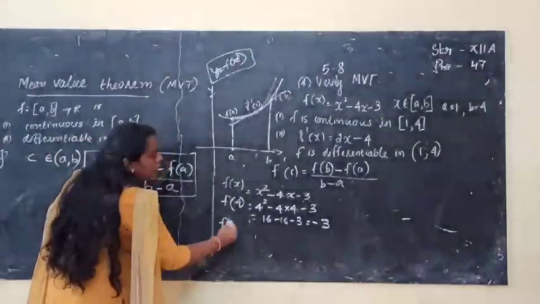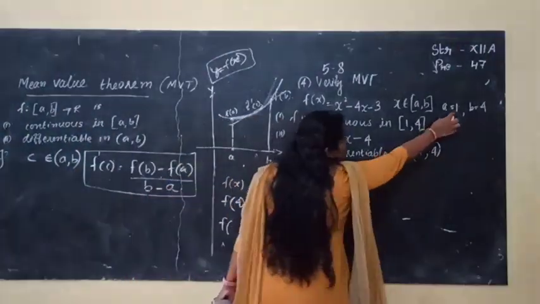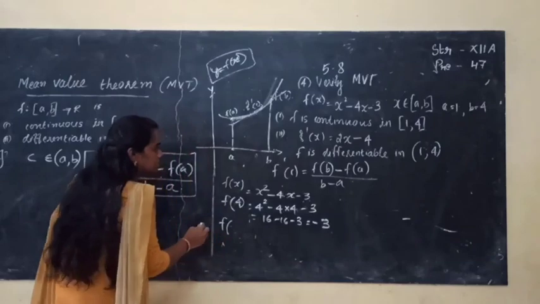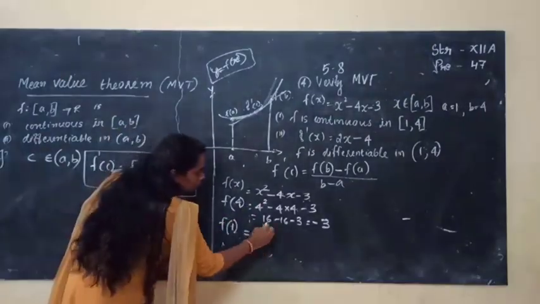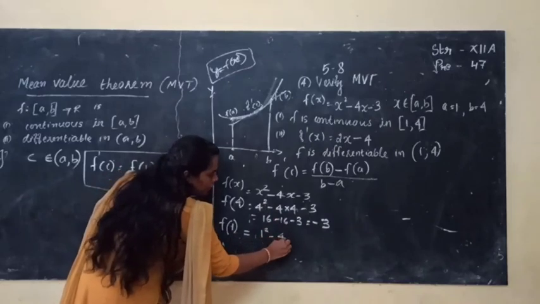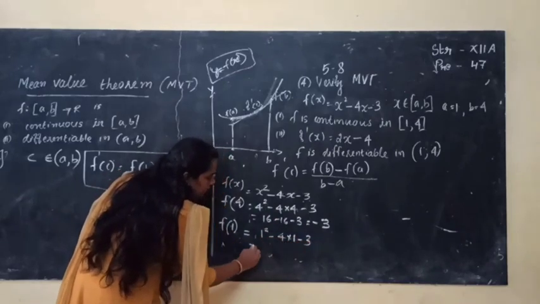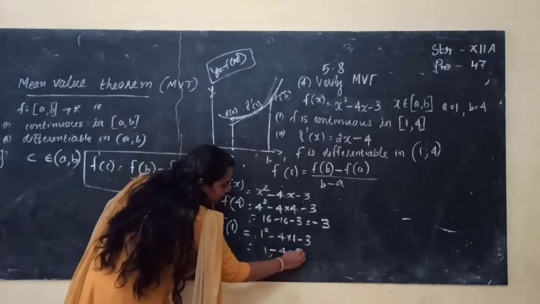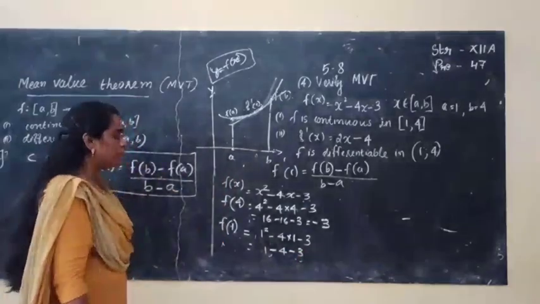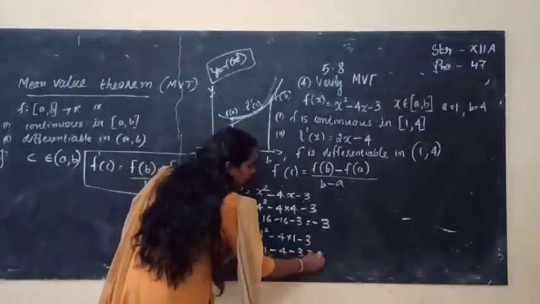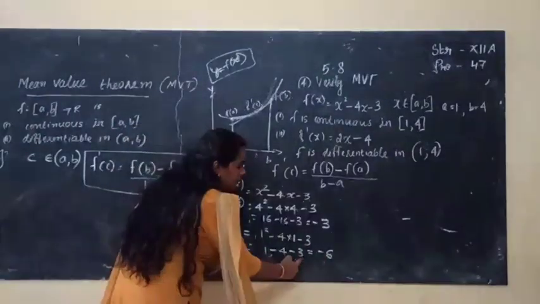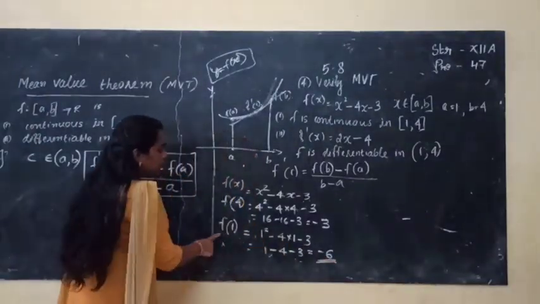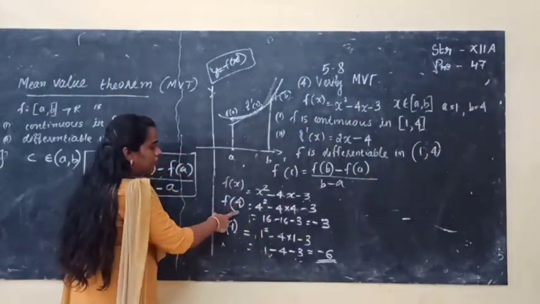And f of a, in place of a it is 1. F of a, that is f of 1. F of 1 is equal to 1 square minus 4 into 1 minus 3. 1 minus 4 minus 3, that is minus 6. 1 minus 4 is minus 3, minus 3 minus 3 is minus 6. We got f of 1 and we got f of 4.